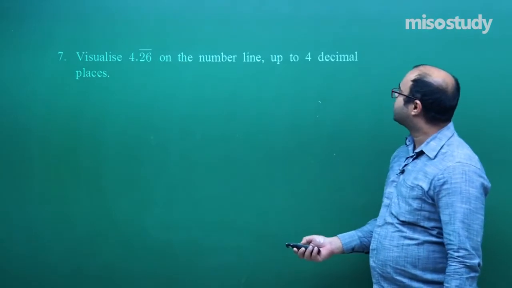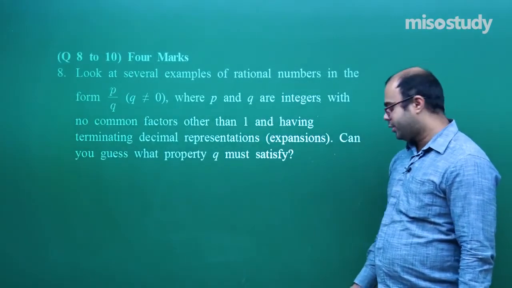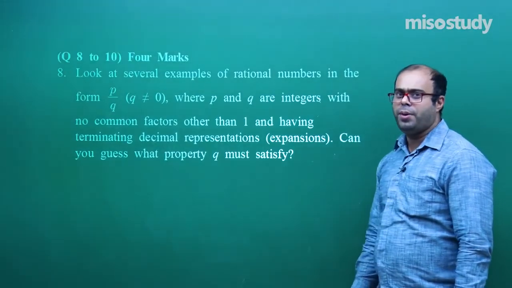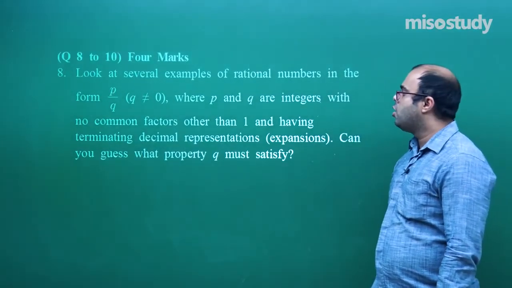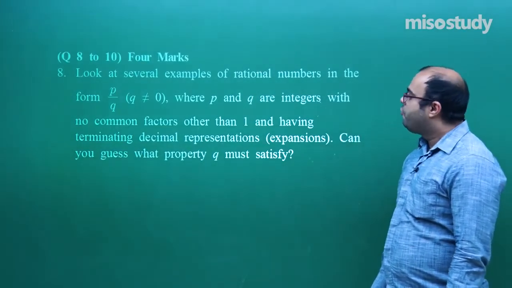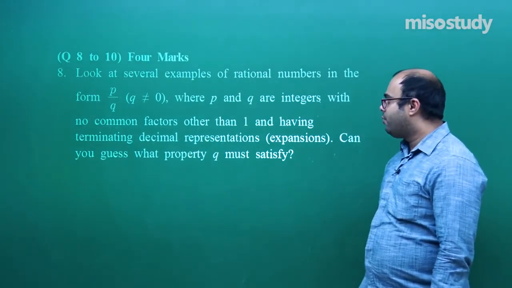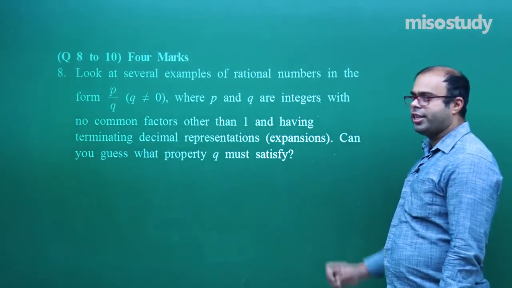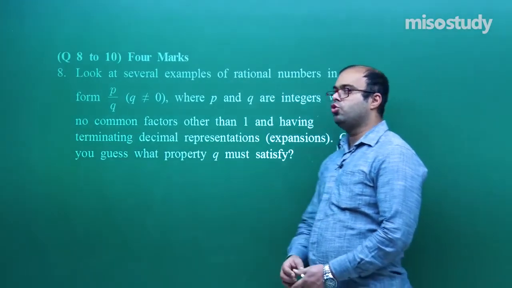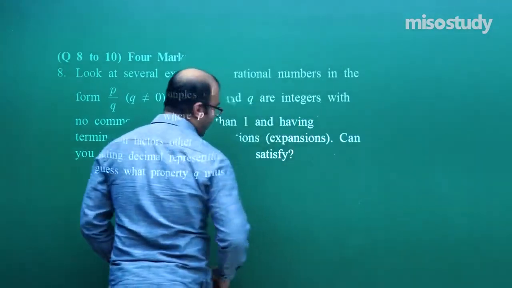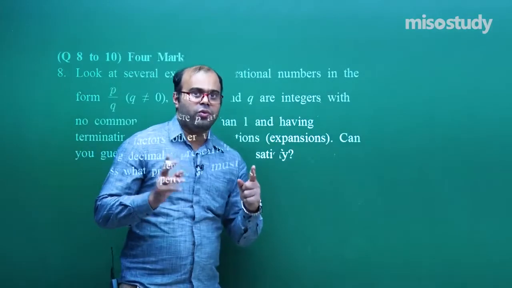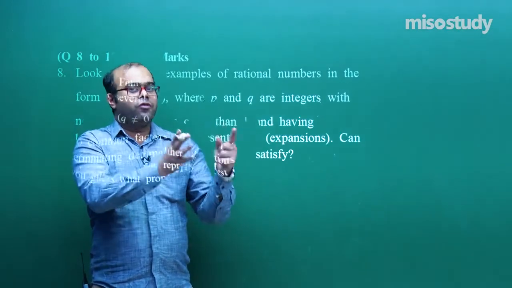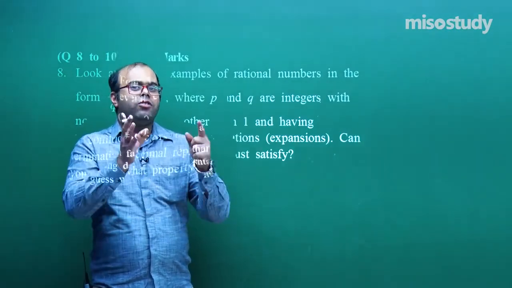Now let us come to the next question. This is of 4 marks. It says, look at several examples of rational numbers in the form p by q, where q not equal to 0, where p and q are integers with no common factors other than 1 and having terminating decimal representations or expansions. Can you guess what property q must have? So what it is saying, that there are 2 types of rational numbers, one which terminate, one which don't terminate but keep repeating. Here we are talking about those rational numbers which terminate.